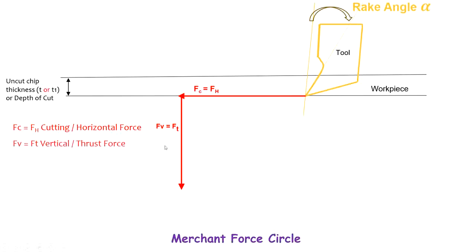Now, after getting the values of cutting force and thrust force, we are going to convert them into a proper scale and then draw these two lines. The line joining these two, we can call the resultant. Now it is necessary to draw a resultant for it. So the resultant can be drawn like this, and the name given is R.